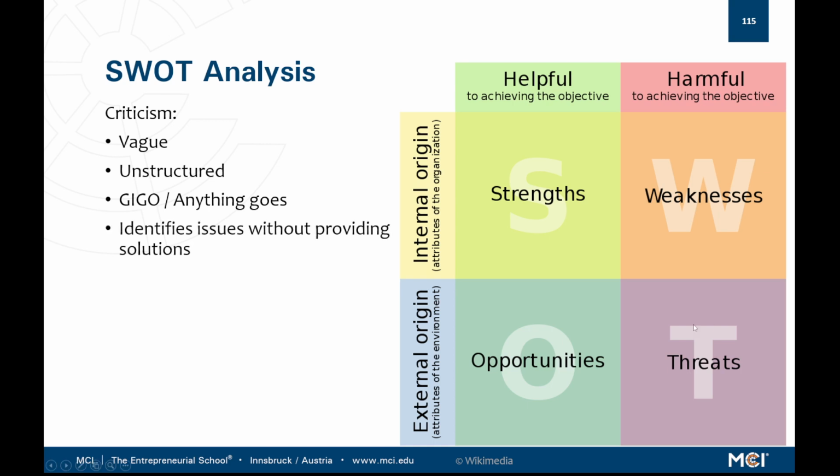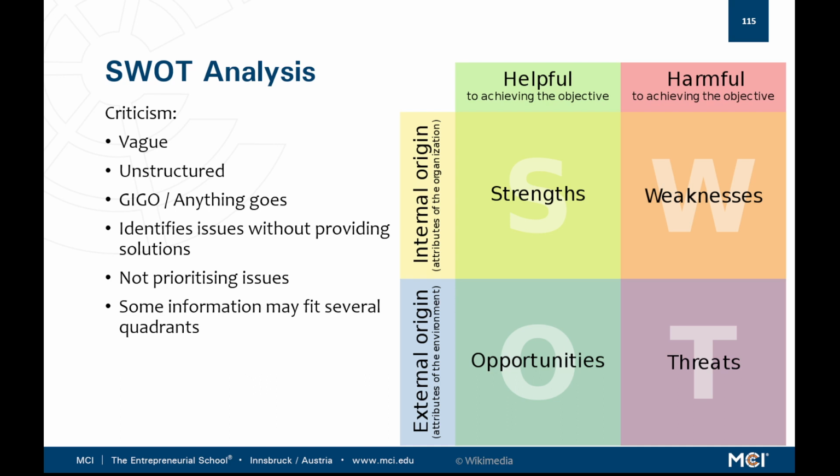We identify issues without providing solutions. And the other one is we have issues that are not prioritized, and we have strengths that are not prioritized, weaknesses that are not prioritized when we develop a SWOT matrix.